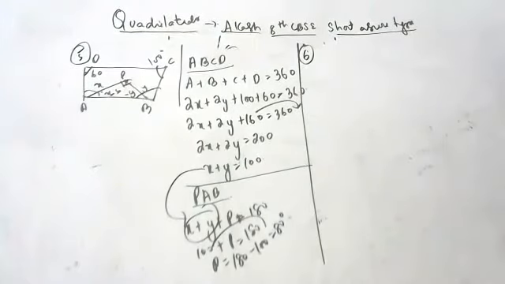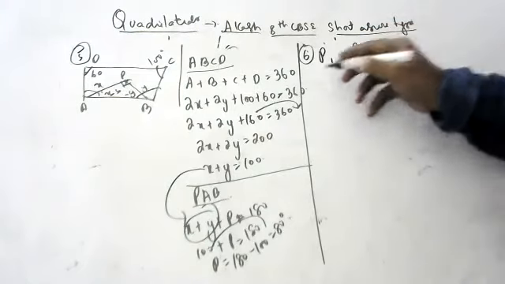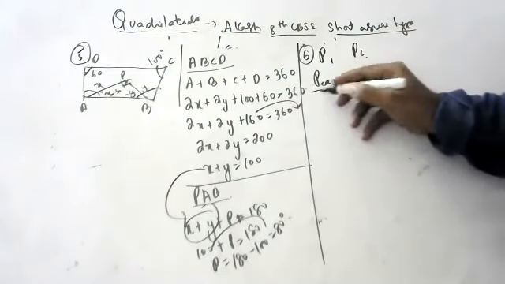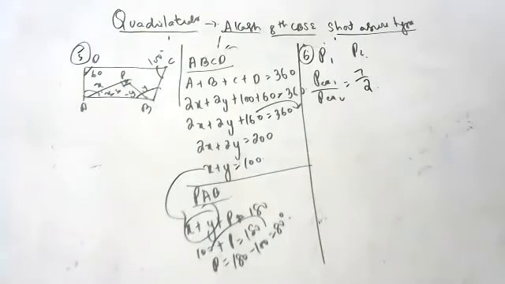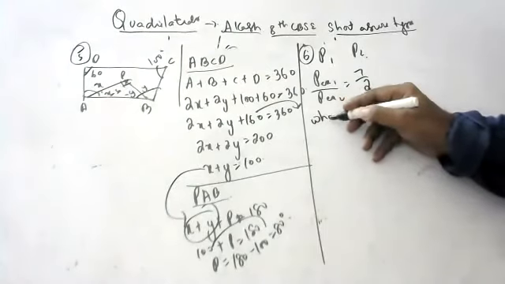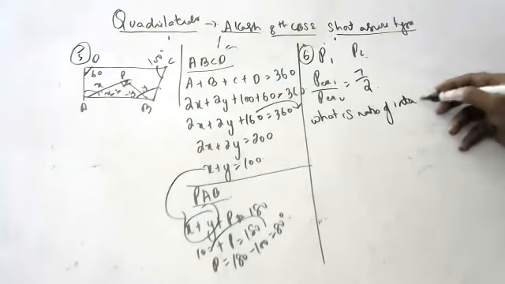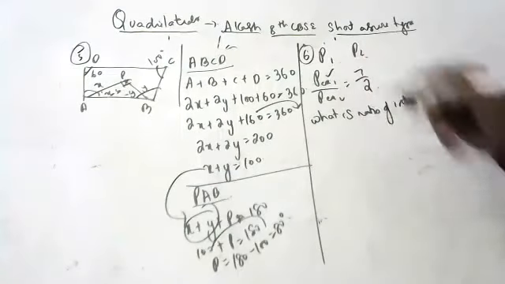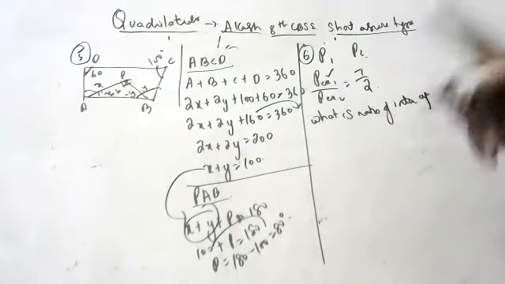The ratio of the measures of the exterior angles of two regular polygons is 7:2. He is saying polygon 1 and polygon 2 are there, and the ratio of their exterior angles is 7:2. He is asking for the ratio of their interior angles. What is the formula for an exterior angle? 360 by n.